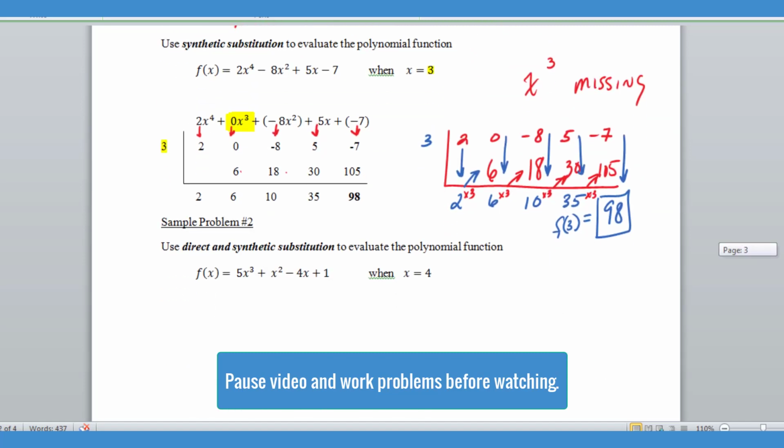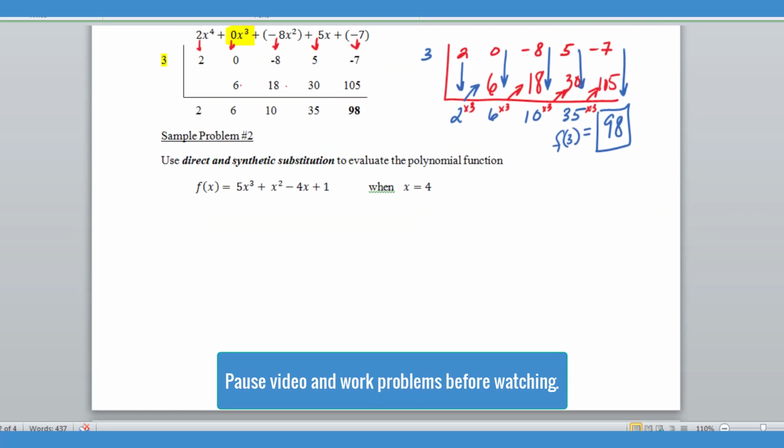So let's go ahead and you take some time to work sample problem number 2. Use direct and synthetic substitution.